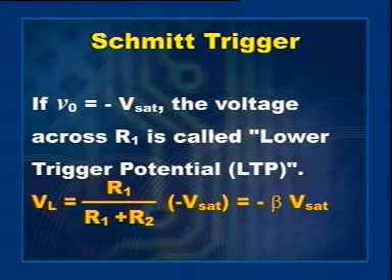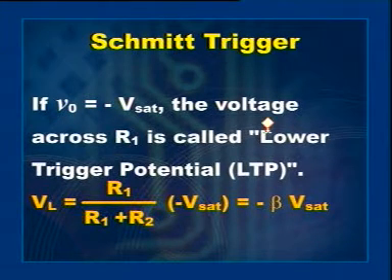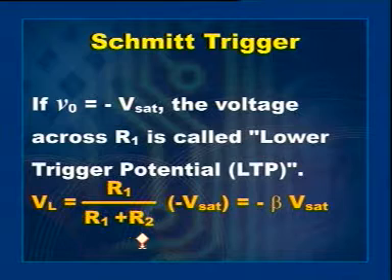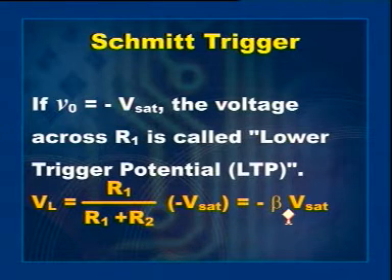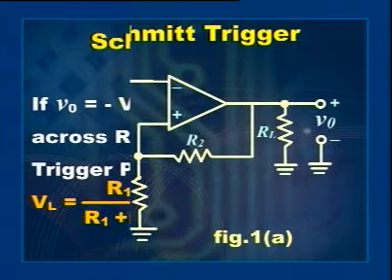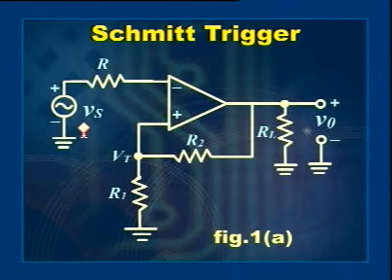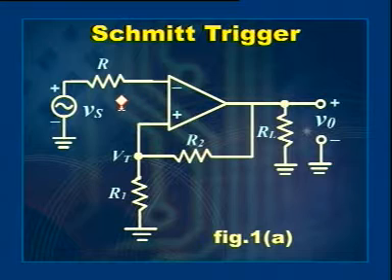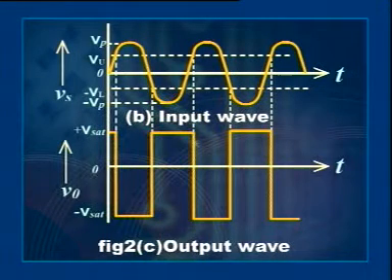If V naught equals minus Vsat, then the voltage across R1 is called the lower trigger potential, LTP, and is represented by VL equal to R1 by R1 plus R2 into minus Vsat, that equals minus beta Vsat. As in figure 1, the input Vs triggers or changes the state of the output V naught every time it exceeds certain voltage levels called Vu and VL, as shown in figures B and C. In figure B, the input signal voltage is given, and in figure C, the output voltage is given.